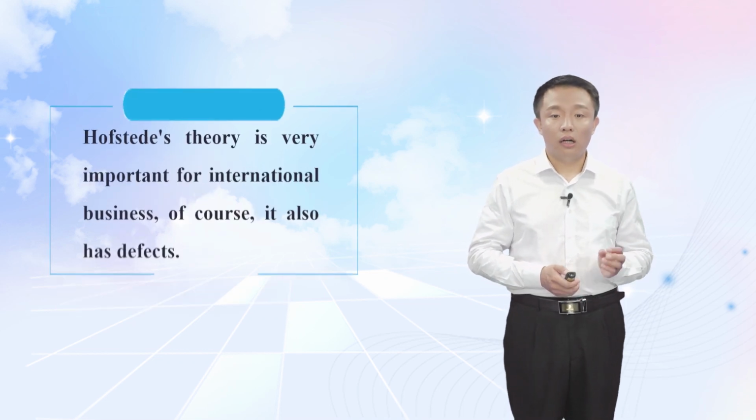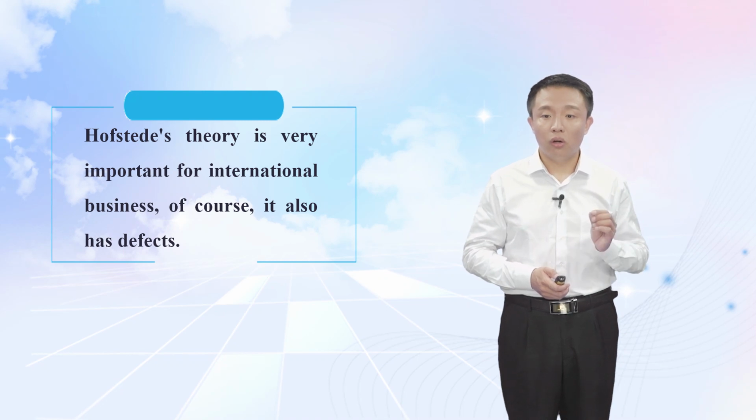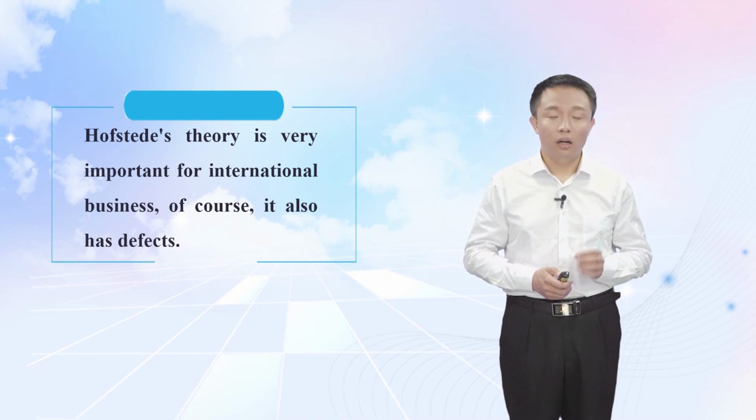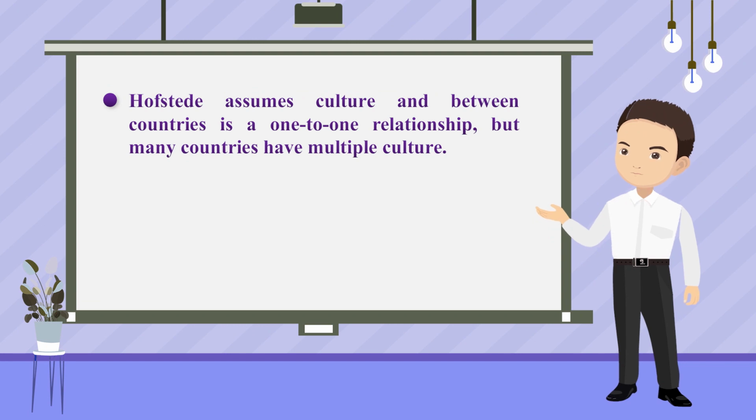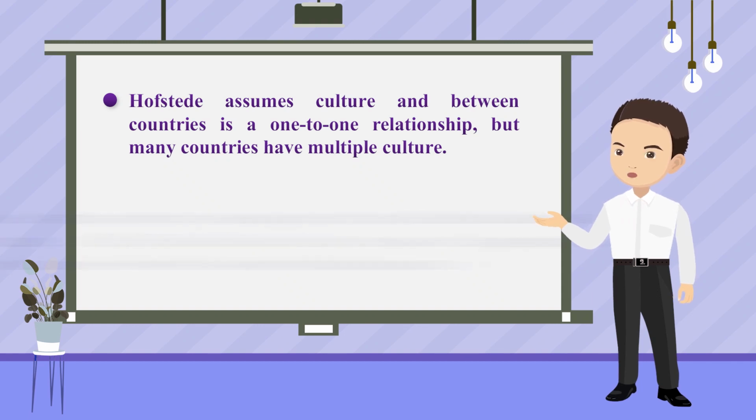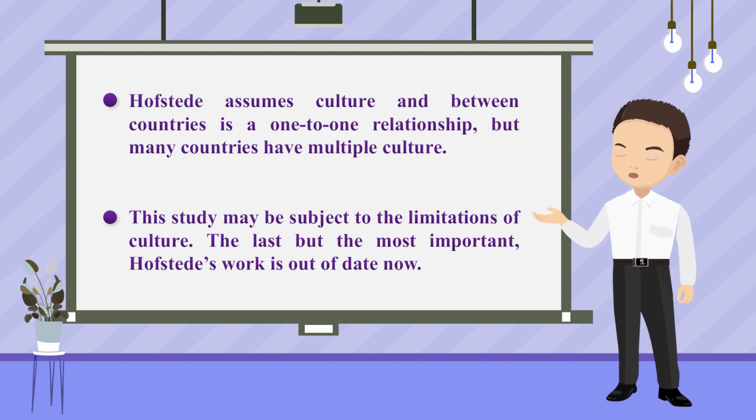Above all, Hofstede's theory is very important for international business. Of course, it also has defects. First of all, Hofstede assumes the relation between culture and countries is one-to-one, but many countries have multiple cultures. Hofstede's study did not capture this classification mode. Secondly, this study may be subject to the limitations of culture. The last but most important, Hofstede's work is out of date now.